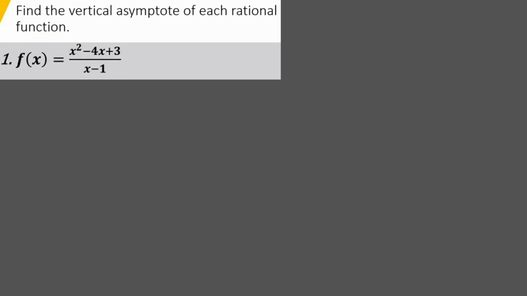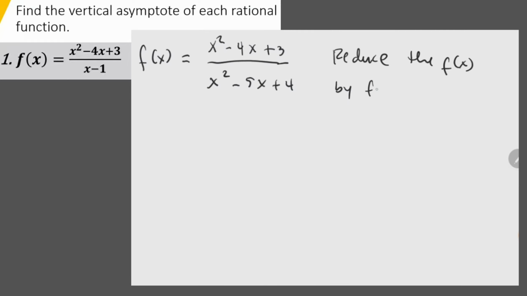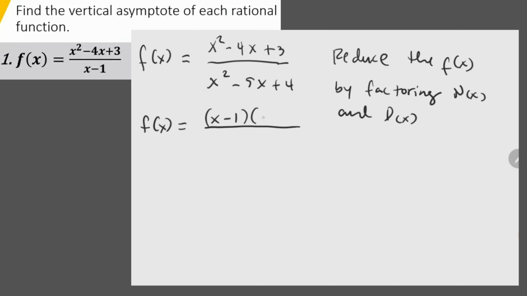Okay, so let me give you an example. So let's find the vertical asymptote of each rational function. So number 1, we have f of x is equal to x squared minus 4x plus 3 all over x squared minus 5x plus 4. Okay, so the first thing you have to do is reduce the function by factoring the numerator and denominator. The factors of our numerator, x squared minus 4x plus 3, are x minus 1 times x minus 3. For our denominator, x squared minus 5x plus 4, the factors are x minus 1 times x minus 4.